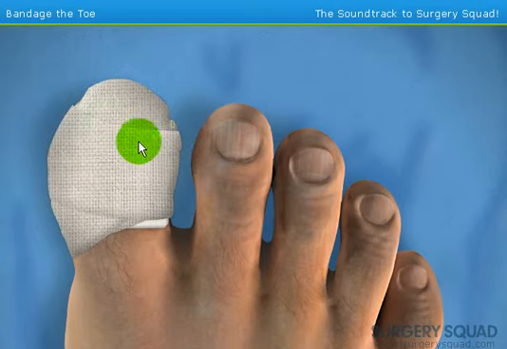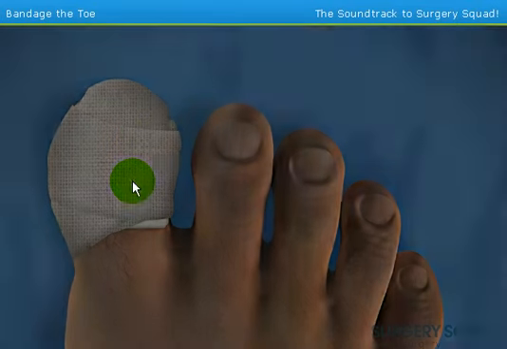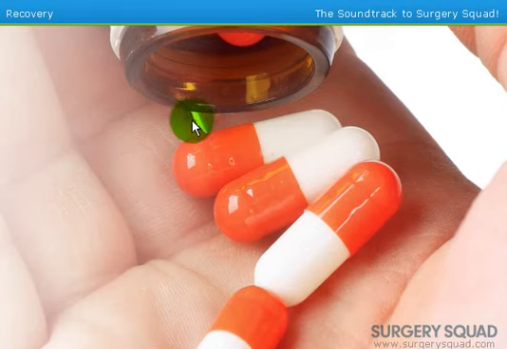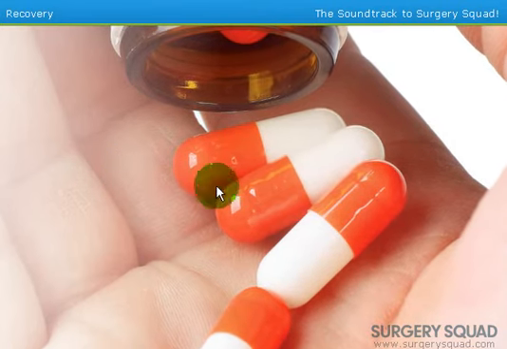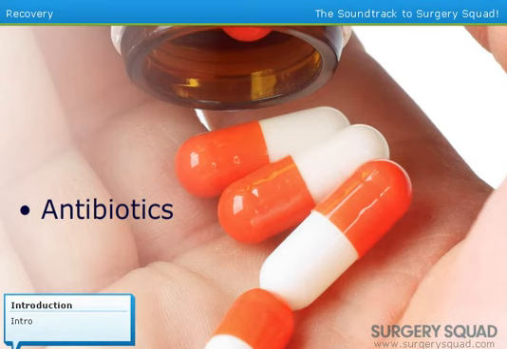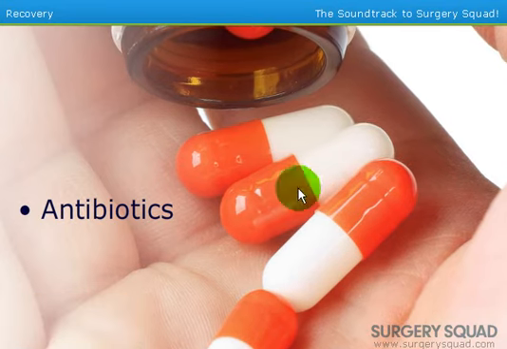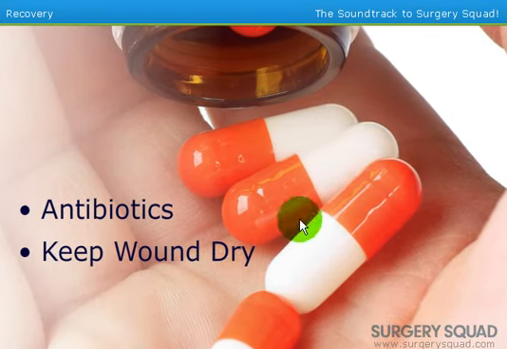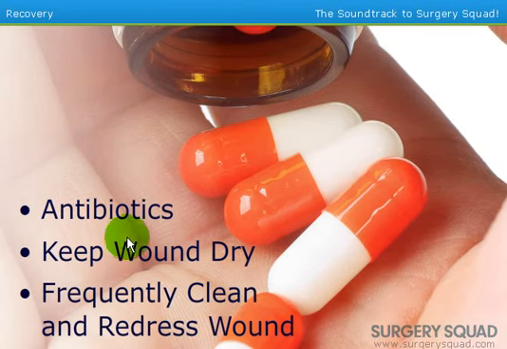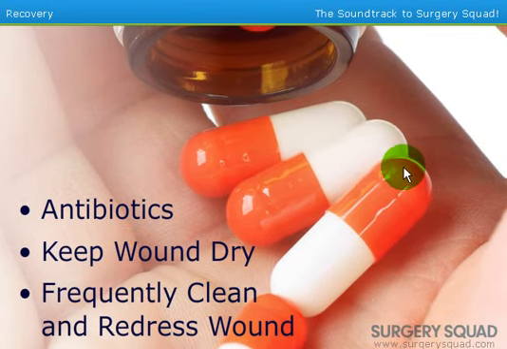Все. Fantastic job. Отлично, операция. Since there was some obvious infection, our patient will be sent home with a prescription for some antibiotics. We'll also need to tell our patient to keep the wound dry, clean the wound regularly, and replace the bandage 2 to 3 times a day.